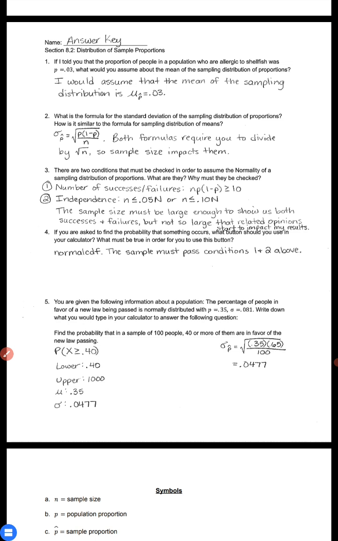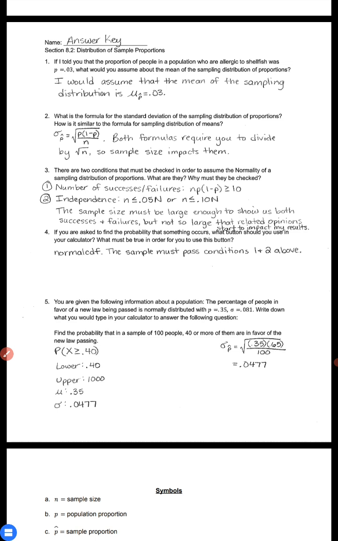So number 5, you are given the following information about a population. The percentage of people in favor of a new law being passed is normally distributed with a proportion. So I know that in just a minute when they ask me for the standard deviation, this is the formula that I'm using. I want to make sure I'm using the formula with the P in it, right back up here, because that's the information that I'm given. I'm dealing with proportions, so I want to use the standard deviation formula that uses proportions.